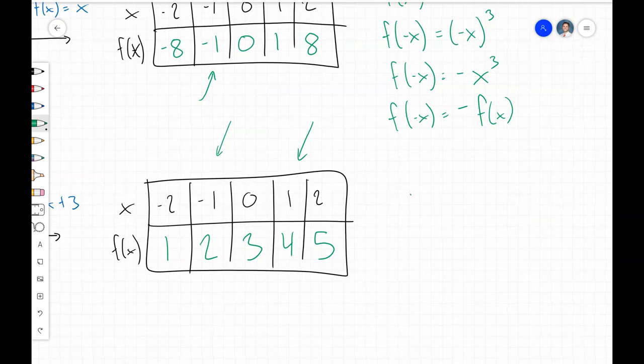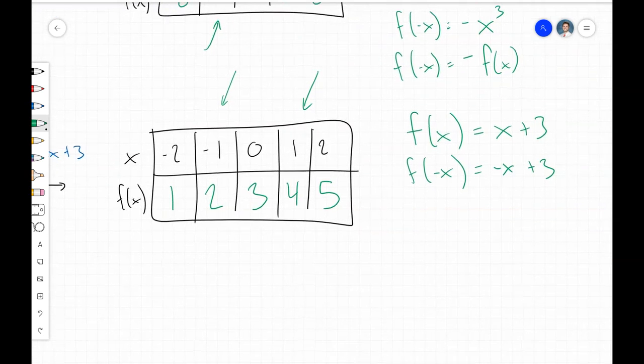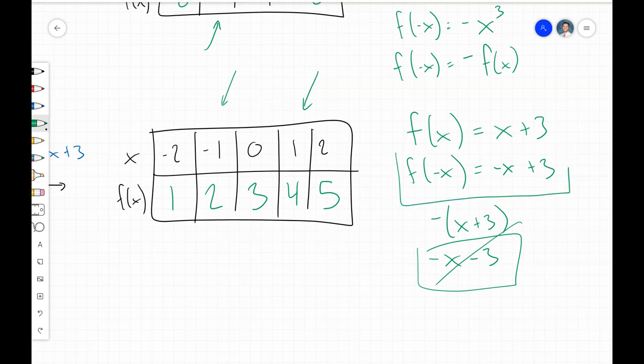So algebraically, let's look at that. We know that f of x equals x plus 3. So f of negative x is equal to negative x plus 3. And again, this is not the opposite of f of x. If we were to look at the opposite of f of x, which is x plus 3, that would be negative x plus 3, which would give us negative x minus 3. So this would be the opposite, but that's not what we get. We get this, f of negative x equals negative x plus 3. So therefore, this is neither even nor odd.